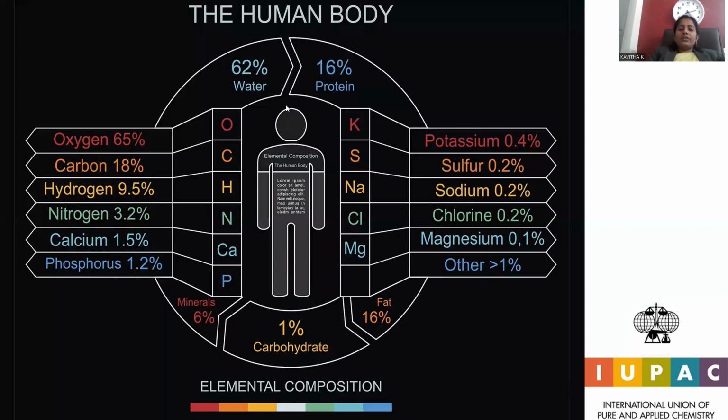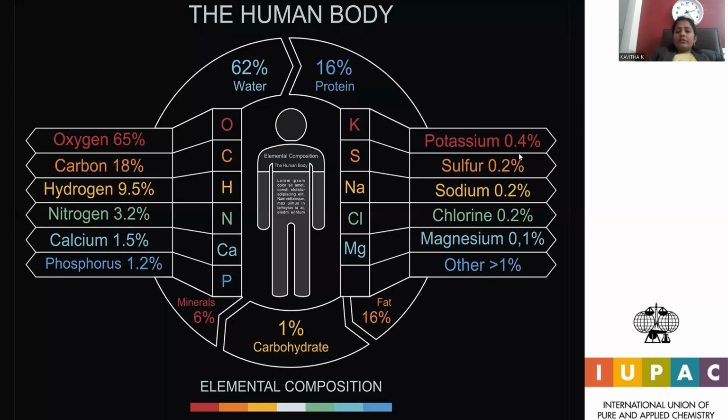Oxygen is the maximum quantity. You can find it in the water, you can find it in the protein, you can find it in the carbohydrate in the form of OH. Minerals are also composed of oxygen, and in fat also you can see oxygen. This is the way of elemental composition.